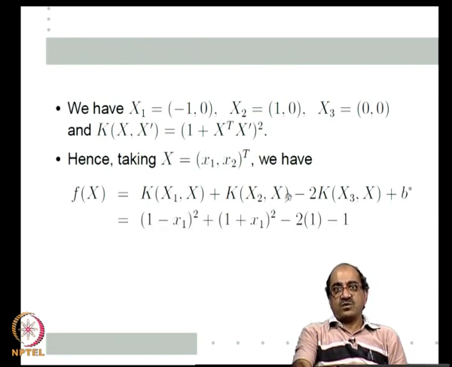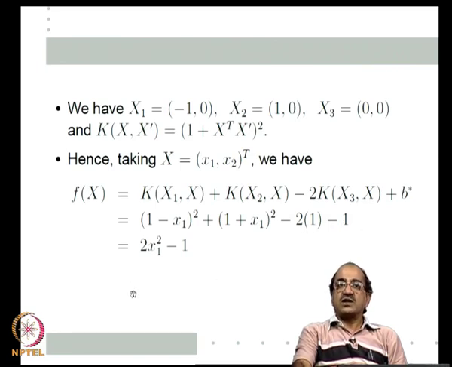So, (1 minus x1) whole square. x2 is this, so it will be (1 plus x1) whole square. x3 is this, so x3 transpose x is always 0. So, 2 into 1, b star is minus 1. So, (1 minus x1) whole square plus (1 plus x1) whole square will give me 2 x1 square plus 2. That plus 2 will cancel with this minus 2, I get minus 1.